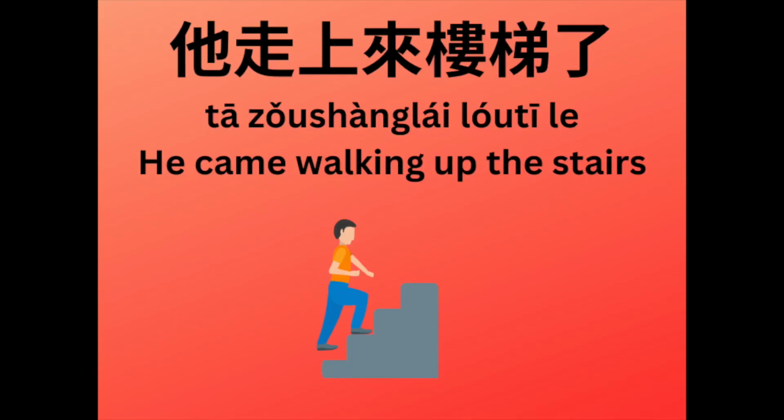走上来. 他走上来楼梯了. So I am here. There's another person down the stairs. So that person, he or she, is walking, coming up the stairs towards me. 他走上来楼梯了. Okay? Of course. If you say 走上去楼梯了, I see that person walking up the stairs. So it's a matter of perspective. 下去 to go down.